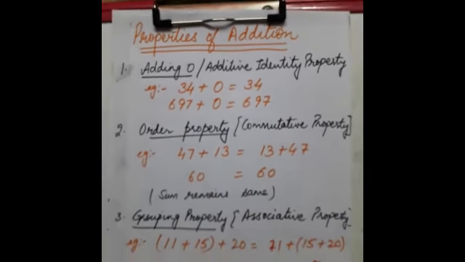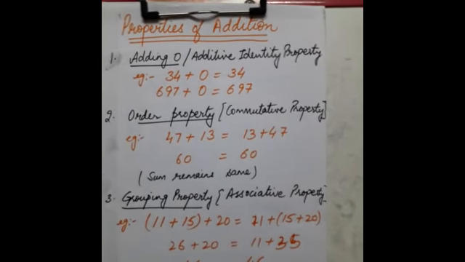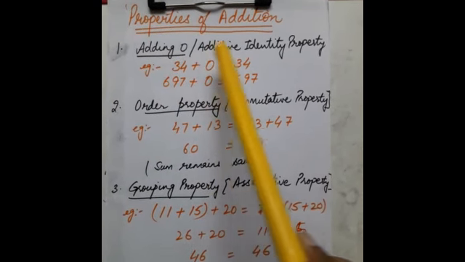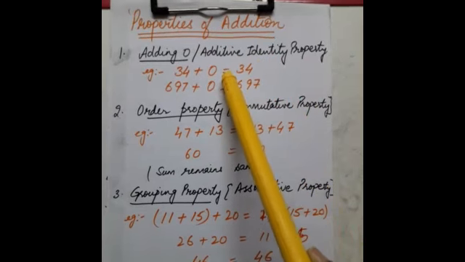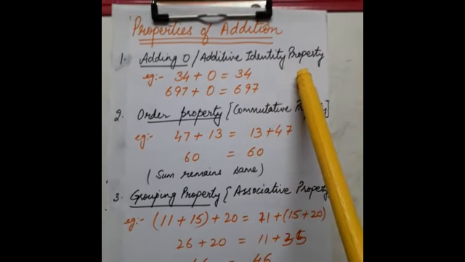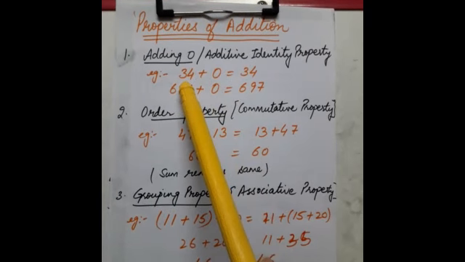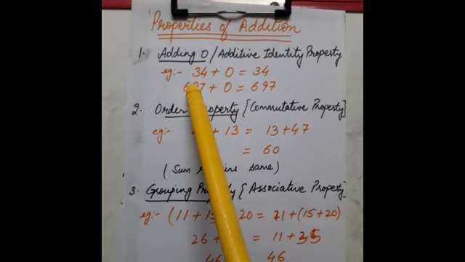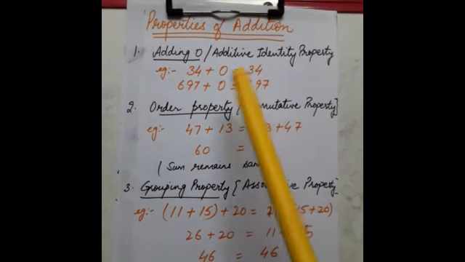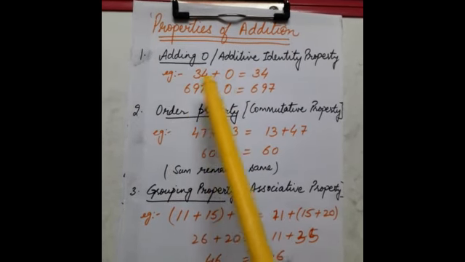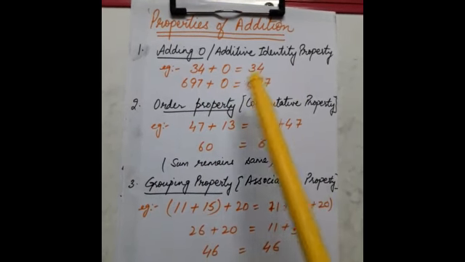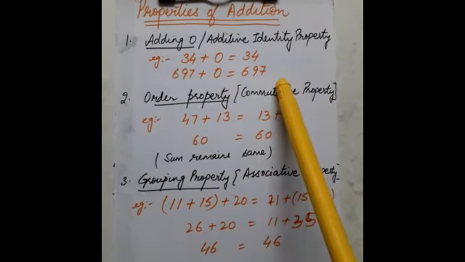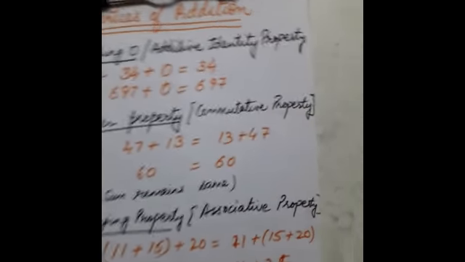Now moving to the properties of addition. The first property is adding 0, or its other name, additive identity property. When you add 0 to any number, the answer is the number itself. 0 plus 34 is equal to 34. 697 plus 0 is equal to 697. So 0 doesn't make any difference.